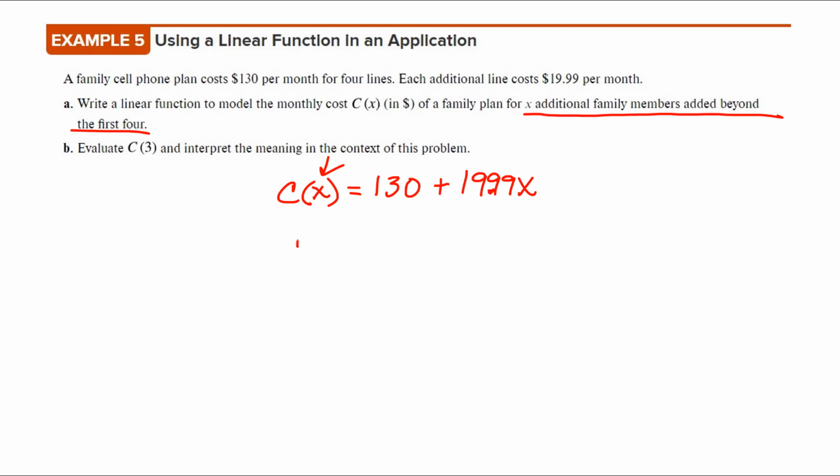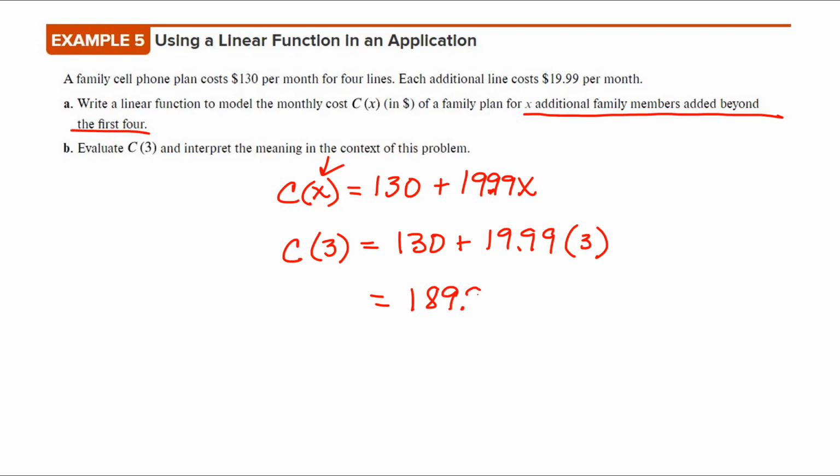And then part B says evaluate C of 3. So what would be the cost? What would be your bill if you got 3 extra phones? So C of 3 means what's the cost of having 4 lines, like the plan is, plus an extra 3. And that's going to be 130 plus $19.99 times 3. That's going to be $189.97 per month for basically 7 phone lines.